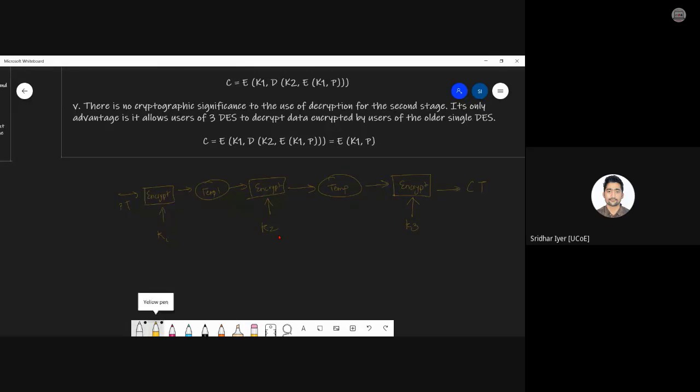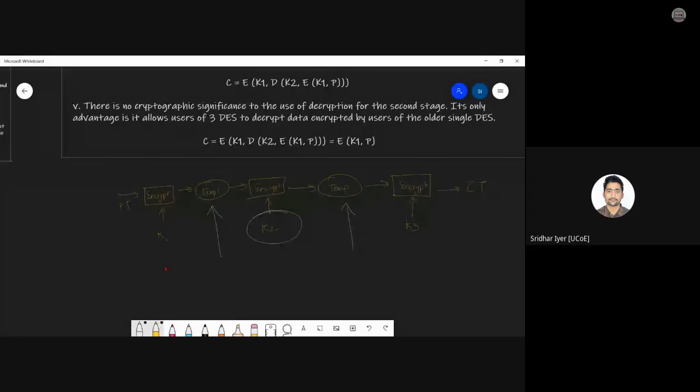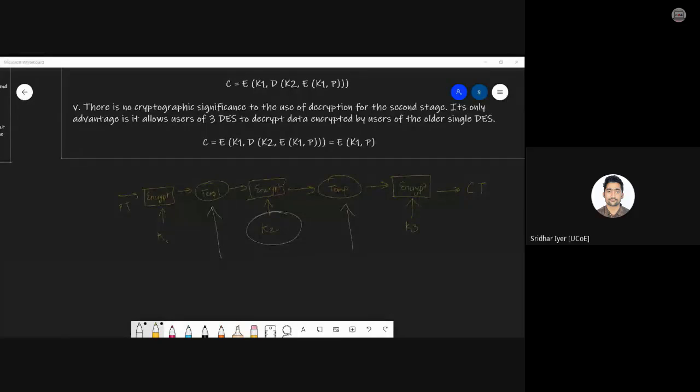Now, if I try to perform meet in the middle attack, I will get this and this. But what about the key K2? Obviously, I will get hold of K1 and K3, but can I access K2? Yes or no? Now you only tell me. Is it clear or not?